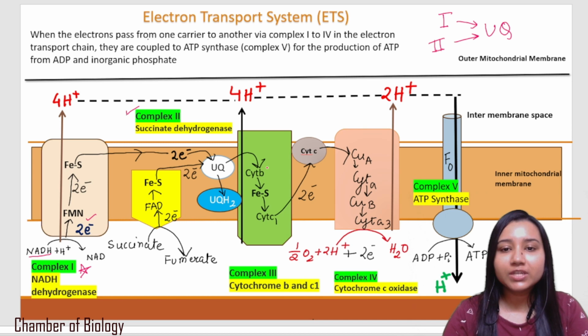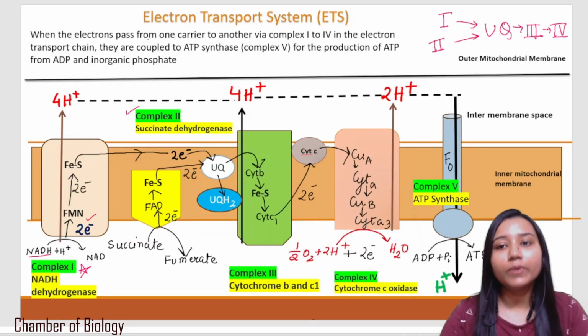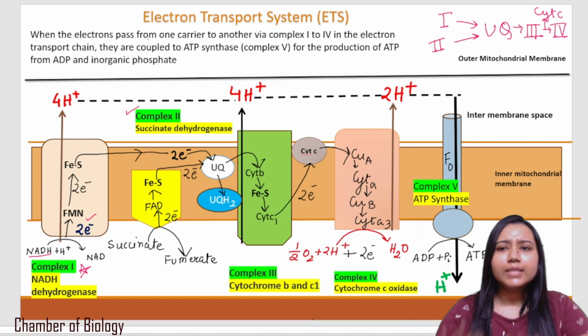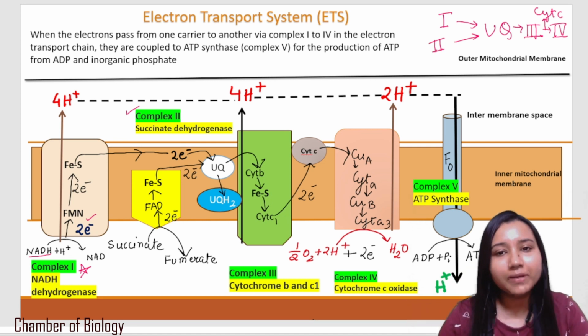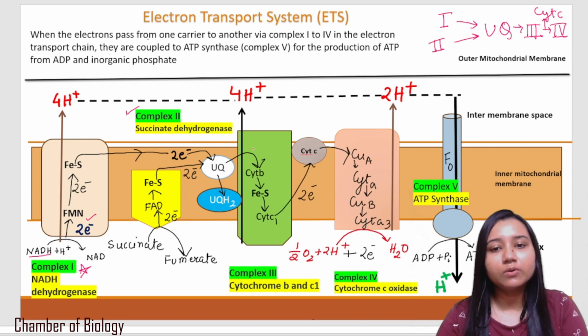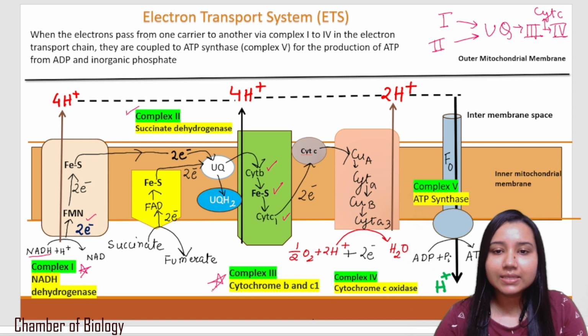The two electrons which are coming here are then going to our complex 3 and then finally complex 4. But before going to complex 4, we will see there is another electron carrier involved, that is cytochrome C. This is a simple one I have drawn, but it is not so simple, but I am going to make it simpler for all of you. So you can see from ubiquinone, the electrons are going to cytochrome B, then the iron sulfur cluster, and to C1, as the name is also cytochrome BC1 complex.